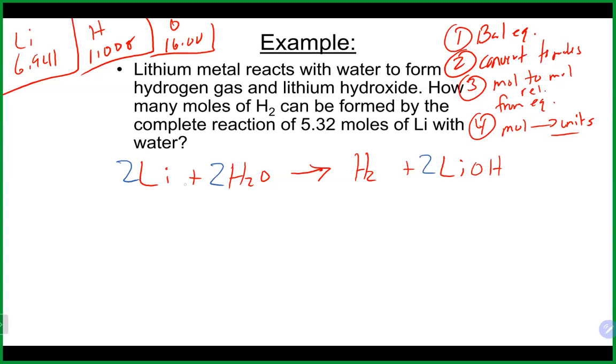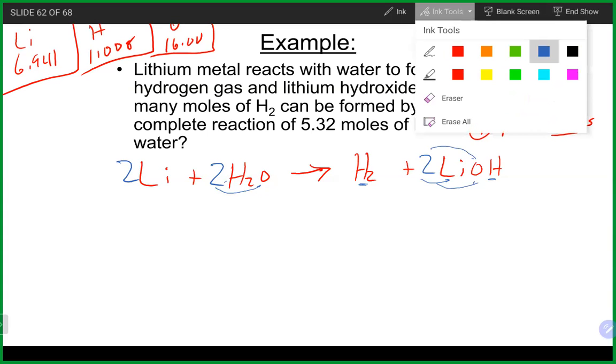So we have 2 lithiums on the left, 2 on the right. We got 4 hydrogens on the left. We have 2 hydrogens here plus 2 more here as this gets distributed, right? And then we also have 2 oxygens there and 2 oxygens there as well, right? So we are balanced. All right.